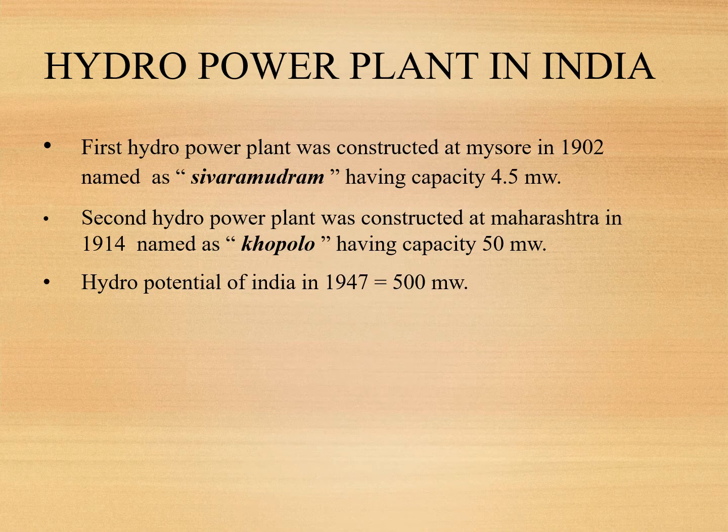In India, the first hydropower plant was constructed in Mysore in the year 1902, named Sivasamudram, having a capacity of 4.5 megawatt. The second hydropower plant was constructed in Maharashtra in the year 1914, named Khopoli, having a capacity of 50 megawatt. And the hydro potential of India in 1947 was 500 megawatt. So this is the hydropower plant in India.